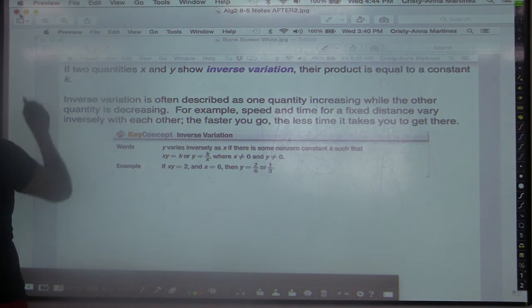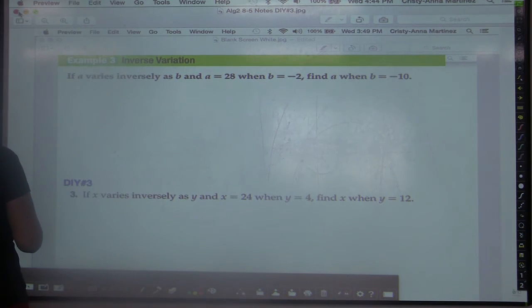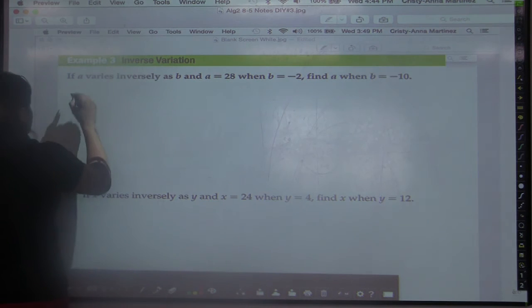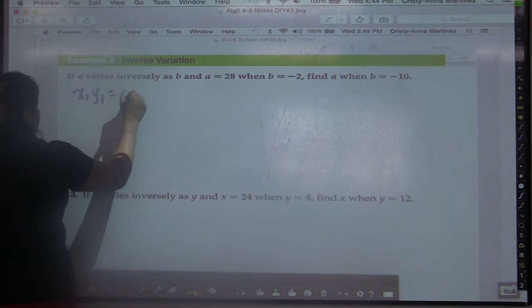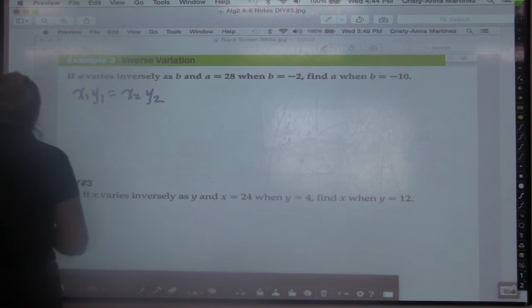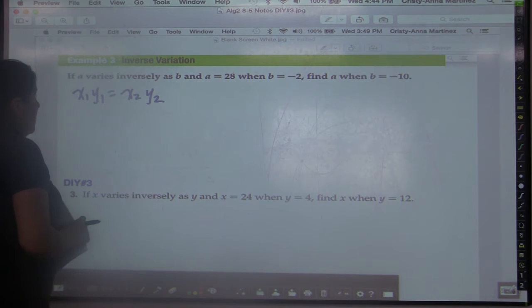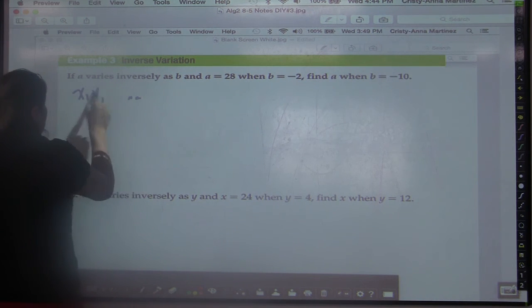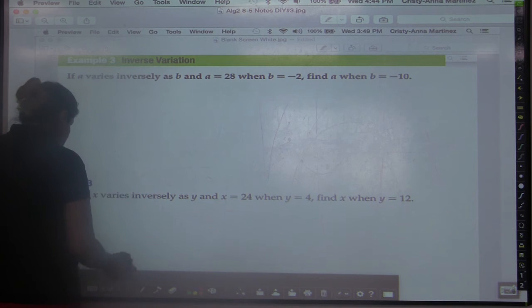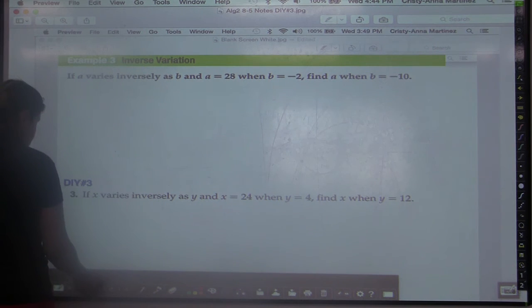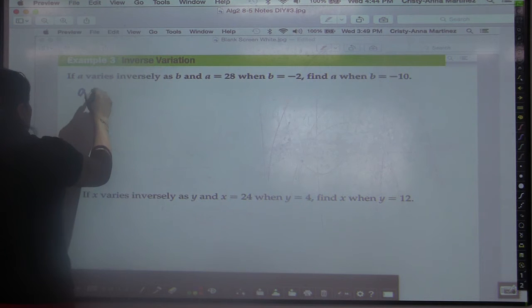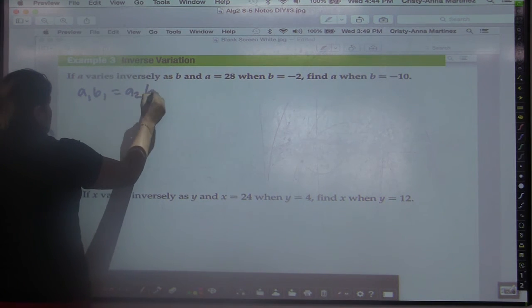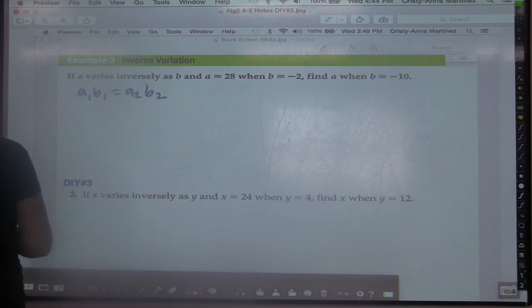So we're going to use this little equation to do example 3. So to recap here, we want to say that x1 y1 equals x2 y2. And so now instead of x's and y's, we're doing a and b. So just to make things easier, we can actually modify our formula. Instead of x1 y1, we could just use a1 b1 equals a2 b2, just so that we're not confusing ourselves.